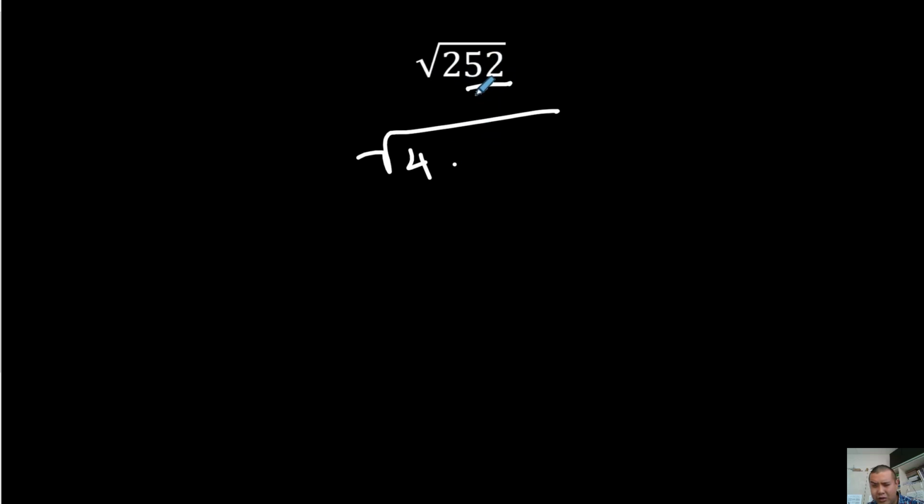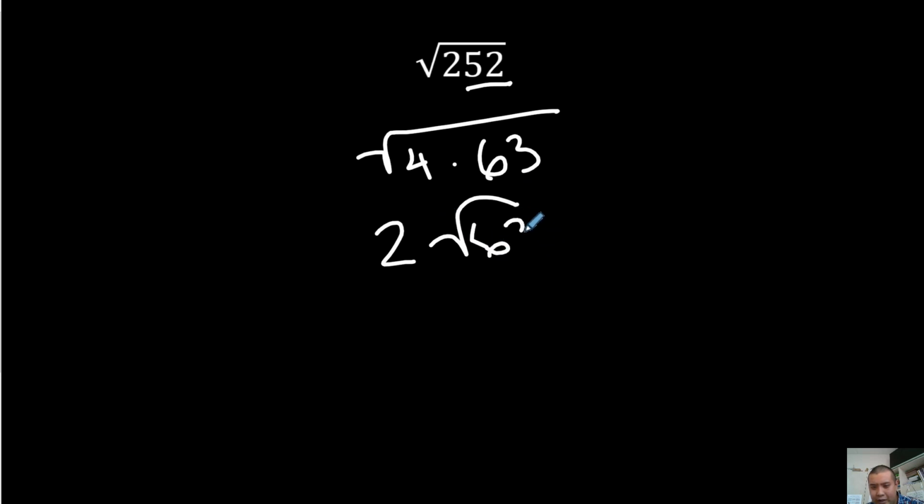4 goes into that. That's 50, 60, 63 times. I believe that's correct. 63 times 4, 12, carry the 1, 24, 25. Yep, 63 times. So then that gets us 2 square root of 63.